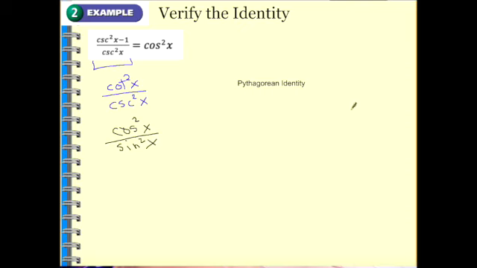But don't forget, we also are dividing by cosecant squared. And cosecant squared is the same as 1 divided by sine squared. So I'm using a combination of the reciprocal and quotient identities here.